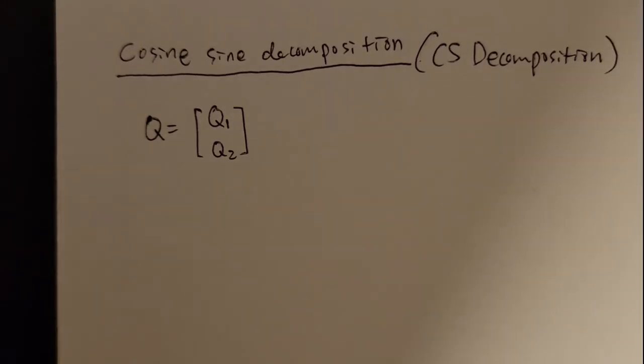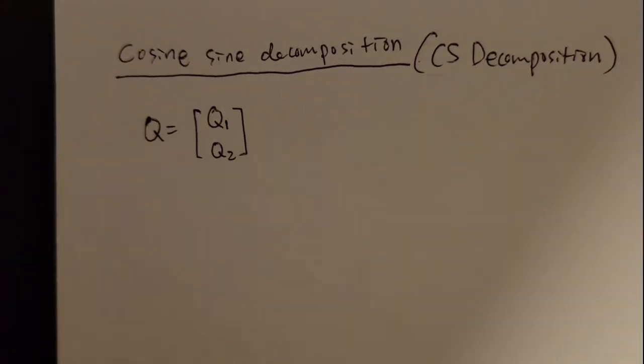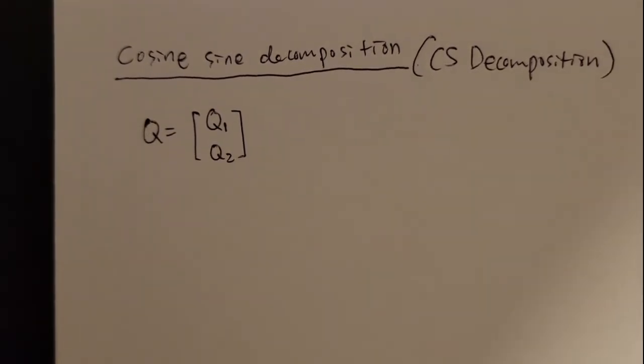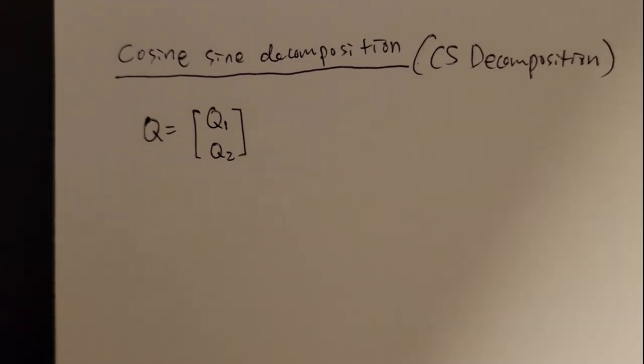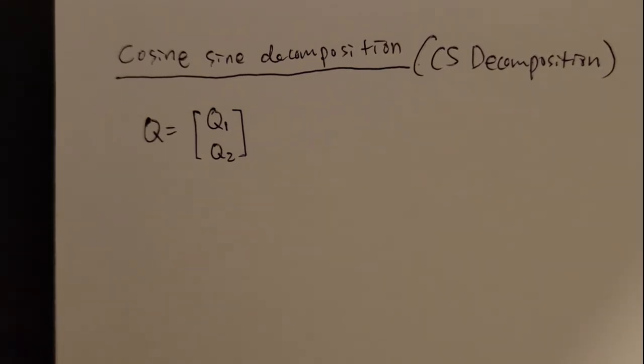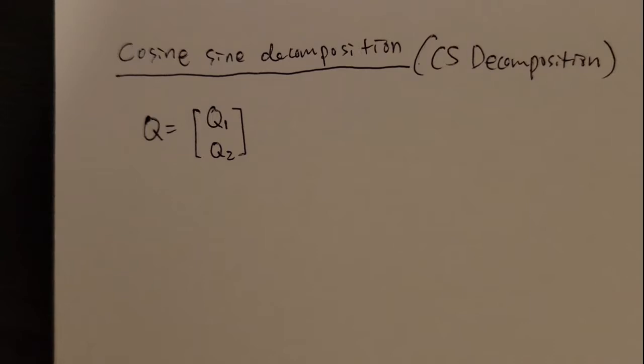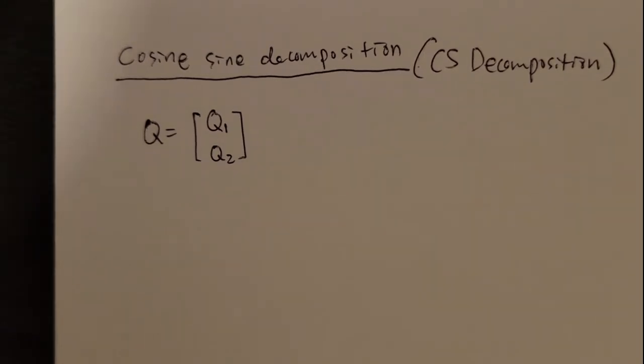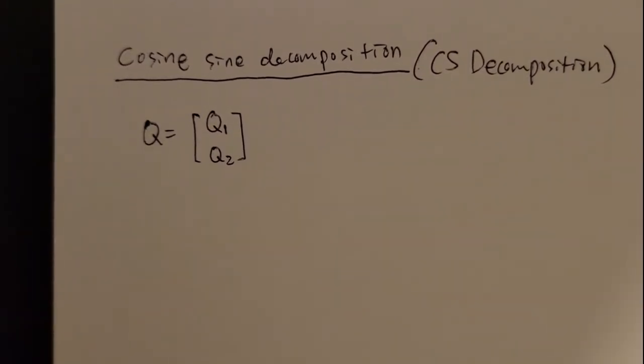I'd like to cover cosine sine decomposition. It's one of the decomposition methods, just like singular value decomposition, but it's a little bit different because, as you can see, if you have a matrix Q which is partitioned into Q1 and Q2, and you conduct cosine sine decomposition, then the SVD of Q1 and SVD of Q2 are very much related.